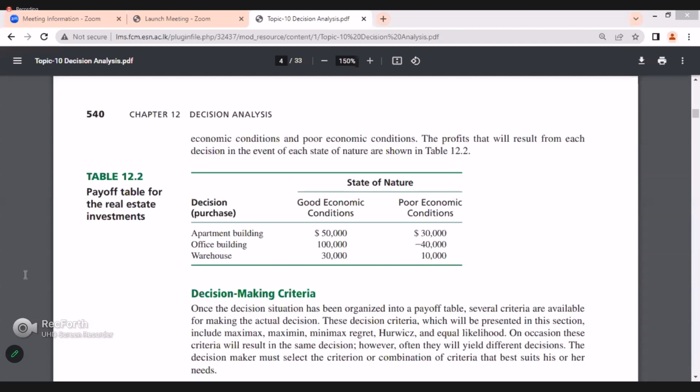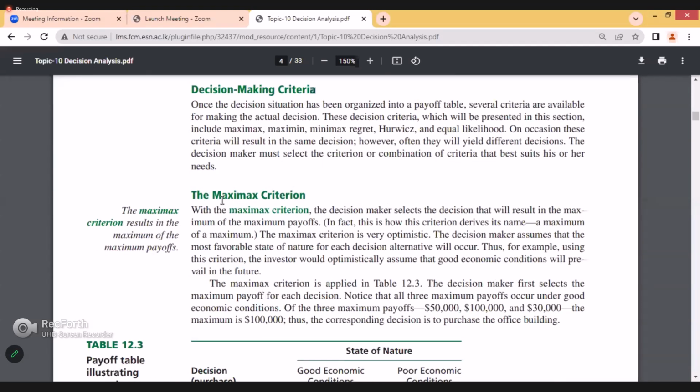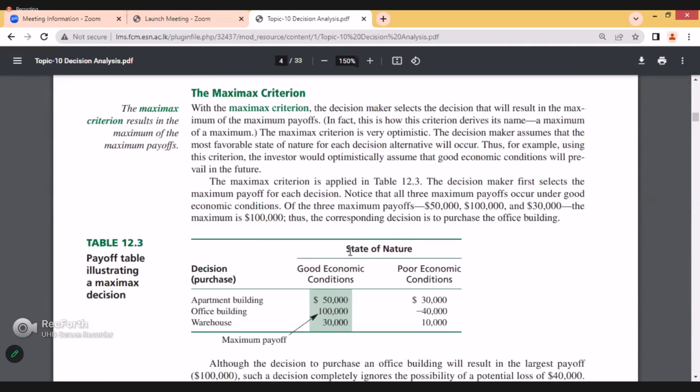Now, how are we going to make decisions? There are certain criteria applicable, the ways we make decisions. The first one is maximax. What does maximax mean? Making a decision considering the maximum of the maximum payoffs. Now you see, the states of nature here are only two, maybe three also: average economic condition, good and poor. In this example, for understanding purposes, they have given only two.